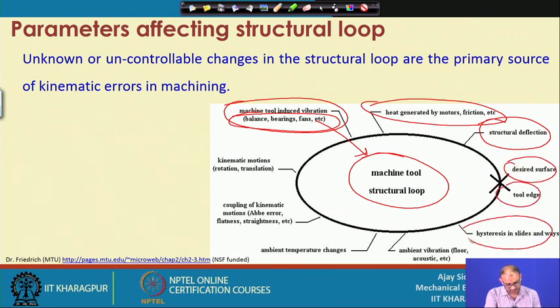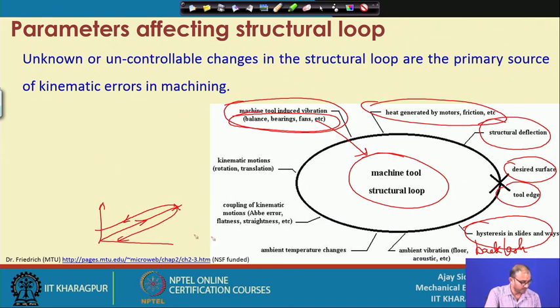Then on the other side, there is hysteresis, that means backlash. When you start a movement from one location, the return path is different from the going path. So, you have two outputs for one particular single input, and that is creating a problem. Then ambient vibration, floor acoustic: if a machine is installed beside something which gives more vibration, that vibration will propagate inside the machine structure and create a problem.